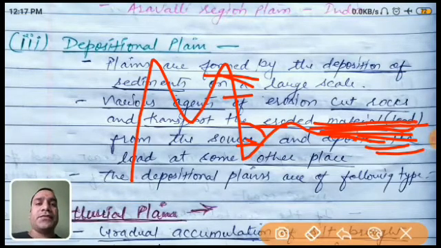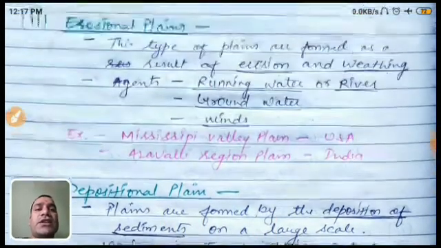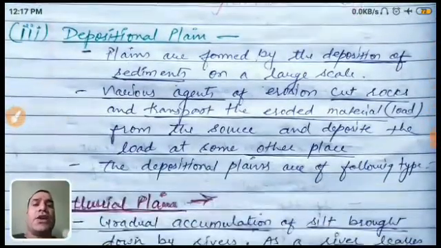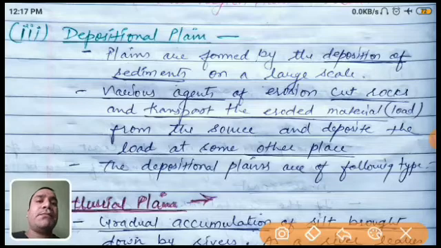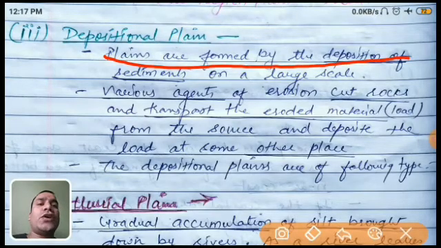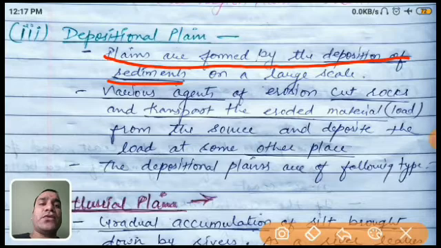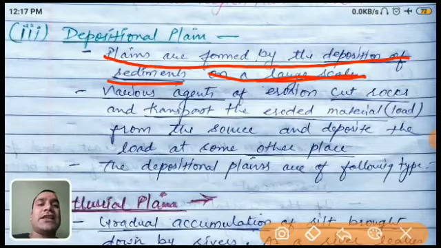I hope you are clear on what the structural plane is, what the erosional plane is, and what the depositional plane is. Now, what is this depositional plane in detail? Plains are formed by the deposition of sediments, the sediments brought by river water or glaciers, the different means, from the mountains and plateaus, and it will be deposited in the lower area on a large scale.